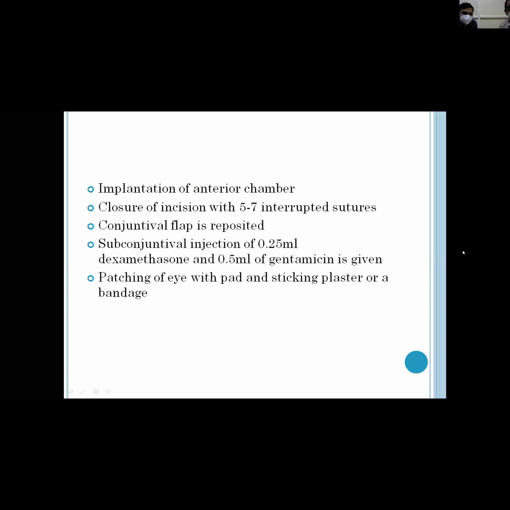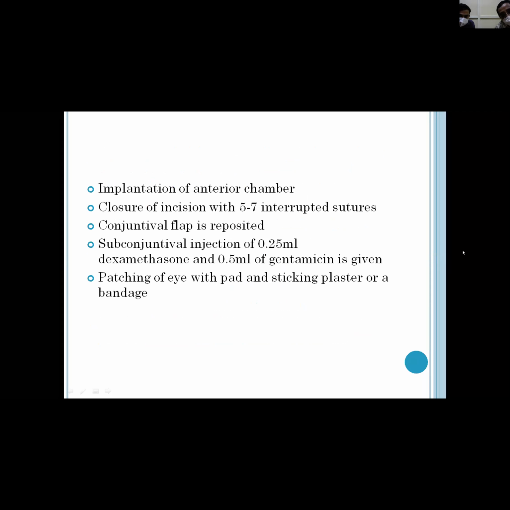Come on, forward it. Implantation of anterior chamber. What is implantation of anterior chamber? You must mention implantation of anterior chamber IOL. Even in your talk, you didn't say that. Okay. Closure of the wound with 5 to 7 interrupted sutures.